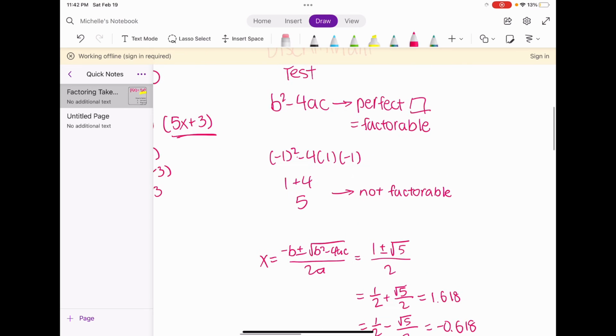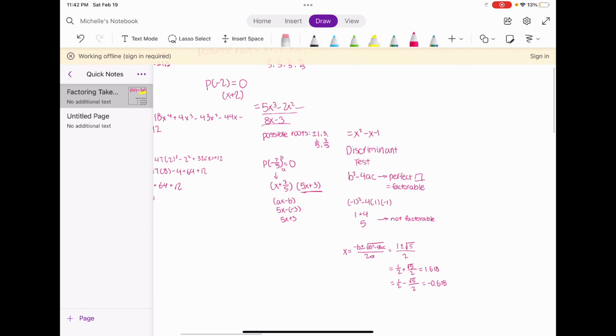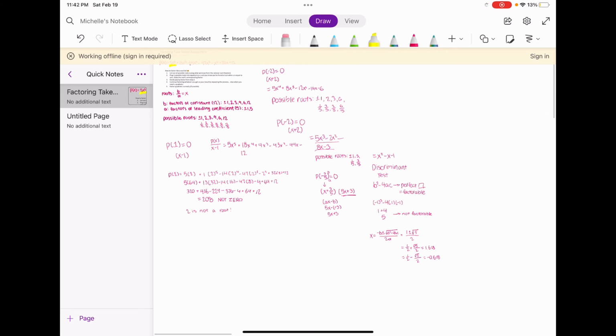Okay, let's sum up our findings. What are our factors and what are our roots? So our factors, I'm going to highlight them. There's x minus 1, x plus 2, 5x plus 3, and x squared minus 1.